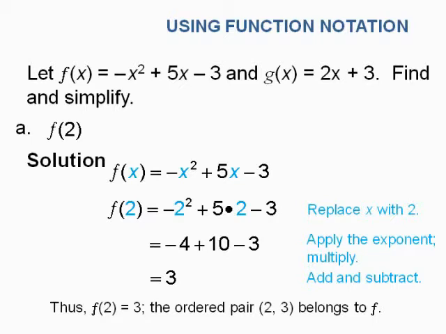So again, we're going to go ahead, and they gave us some new functions to play with here. They gave us the f of x function, which is negative x squared plus 5x minus 3, and they defined a function g of x, which is 2x plus 3. It says find and simplify. So here we're going to go ahead and find the value of f evaluated when x is 2.